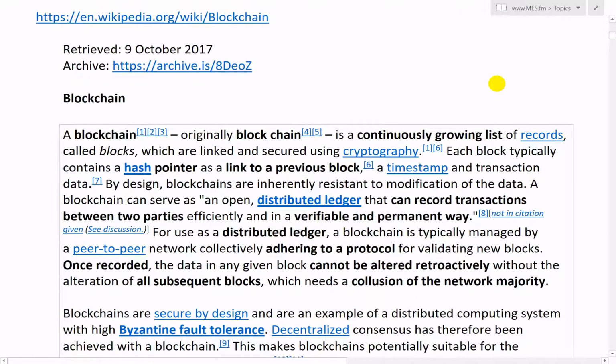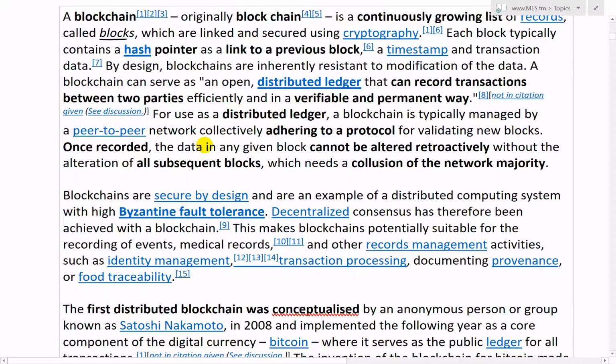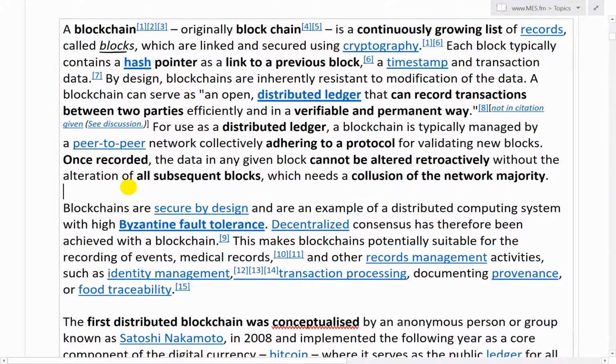Let's look at blockchain, what Wikipedia says. A blockchain, originally block chain, is a continuously growing list of records called blocks, which are linked and secured using cryptography. Each block typically contains a hash pointer as a link to a previous block, a timestamp, and transaction data. By design, blockchains are inherently resistant to modification of the data. A blockchain can serve as an open, distributed ledger that can record transactions between two parties efficiently and in a verifiable and permanent way. And this is all dealing with cryptography, how you can do that.